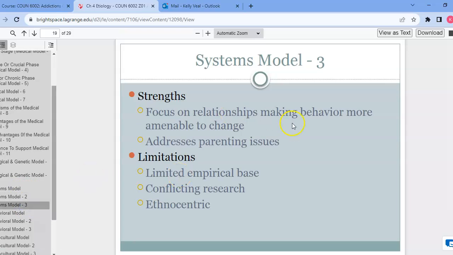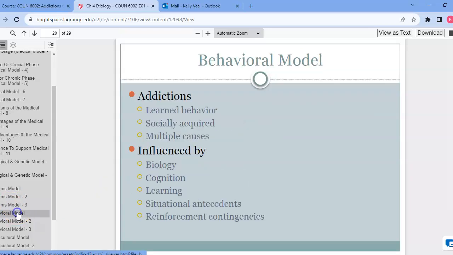The strengths of the systemic family model are the focus on relationships, making behavior more amenable to change, and addressing all the systemic family issues, right? There's conflicting research, it's ethnocentric, and it has a limited empirical base for whether this is the reality.